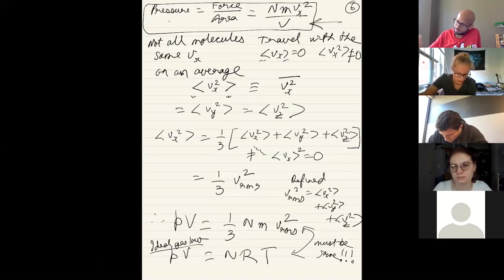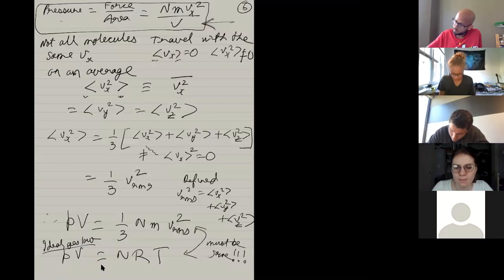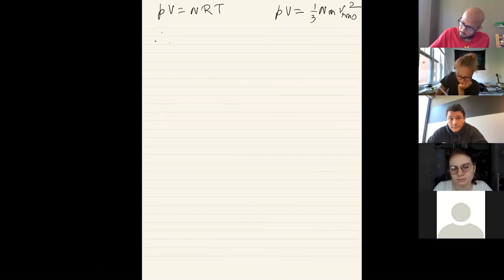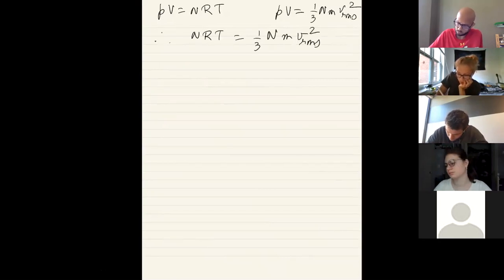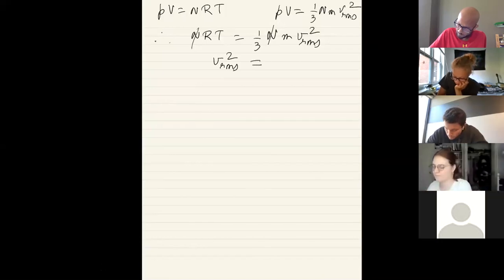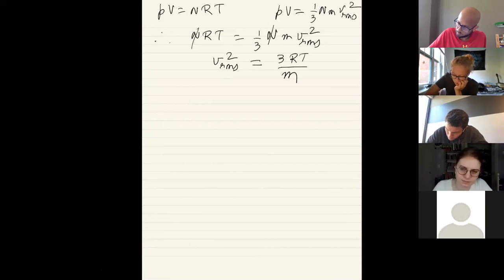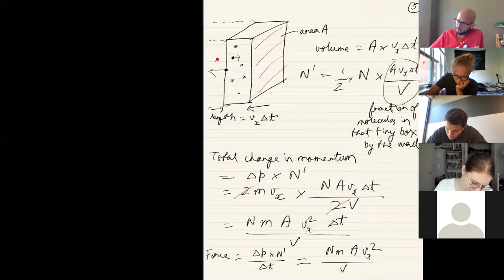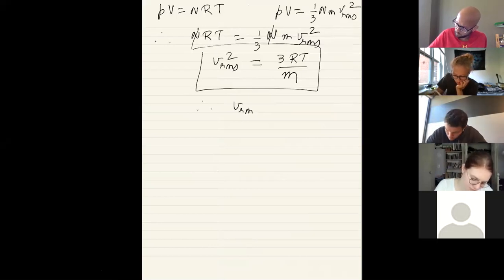So once we compare these two, what do we get? Let me write it down again. On one side, we have PV is equal to nRT, and on the other side, we have PV is equal to 1/3 N m V_RMS squared. What does that mean? If you compare both of them, it means that nRT must be equal to 1/3 N m V_RMS squared. The n's cancel, and we are left with V_RMS squared is equal to 3RT by M. And this is the relation that when we started doing this, we were trying to derive. So if V_RMS squared is equal to 3RT by M, therefore V_RMS is equal to square root of 3RT by M.